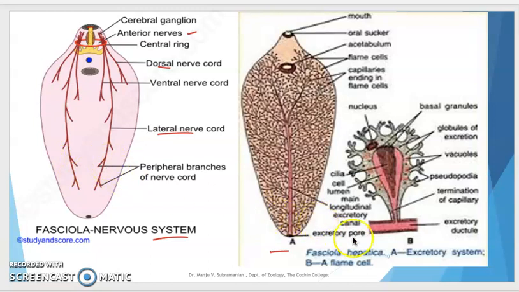Then about the excretory system, the basic unit is of the protonephridia type. So there is no need for a much well-developed excretory system in Fasciola, since it is a parasitic form. Okay, so there are the longitudinal excretory canals, connected to a network of protonephridial tubes.